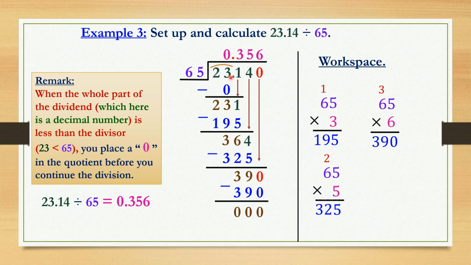So here be careful, when the dividend is less than the divisor, it means when the whole part of the dividend, when it's a decimal number, is less than the divisor, we start by placing a 0 in the quotient, then we continue the division. So this is the end of this video.